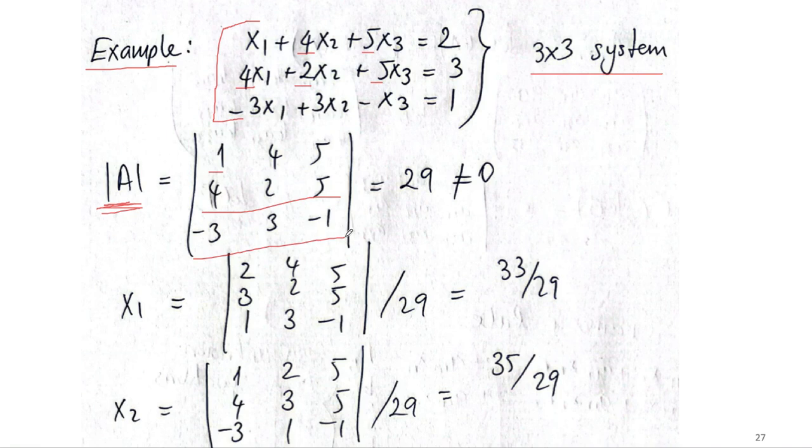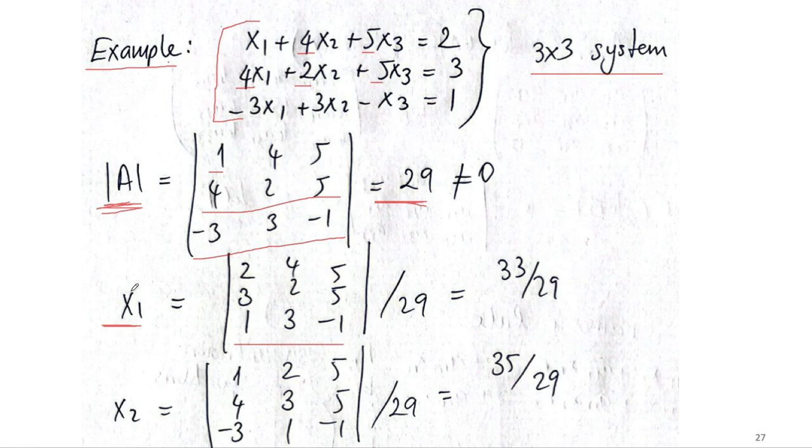We have already introduced how to calculate the determinant, so we don't need to repeat it here one more time. If you check this, it is equal to 29, which is not equal to 0. So we can go ahead and use Cramer's rule, because if this is 0, then we cannot use this method.